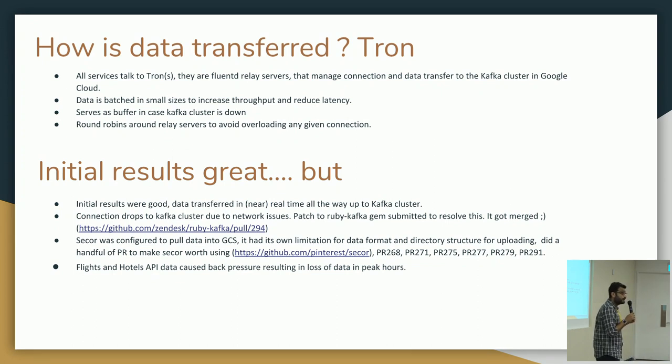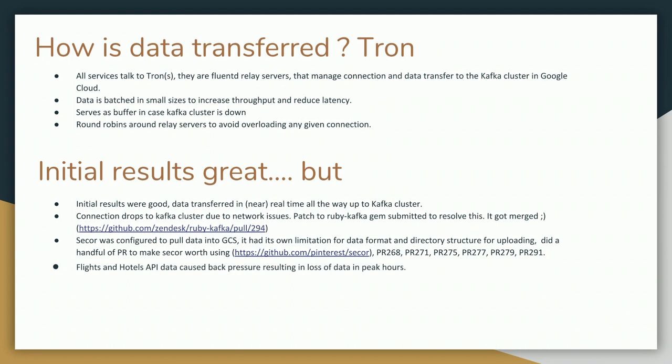One was the connection between our Tron servers, the Fluentd servers, and Kafka. Because the network is dubious, as I said, the connection would drop, and then the Fluentd servers would not reconnect to the Kafka clusters. So we had to do a patch for the Ruby Kafka gem to make sure that the cluster refreshes and reconnects. And it actually got merged into the gem. So that's one of the contributions we made for this.